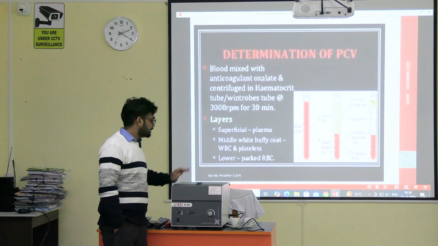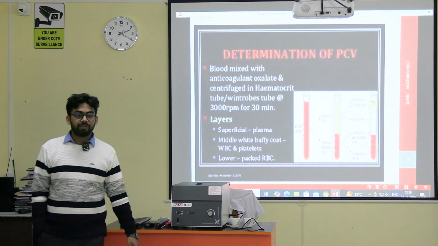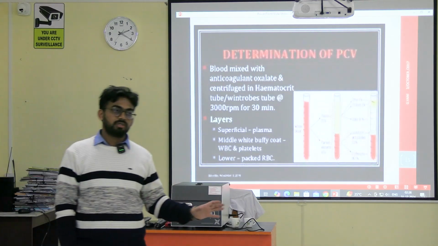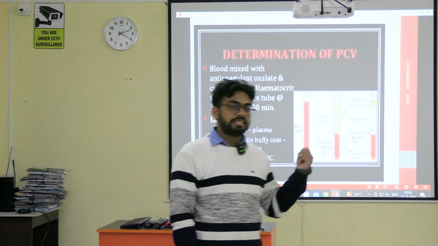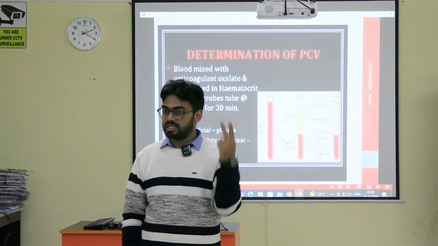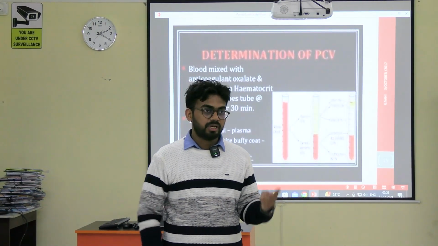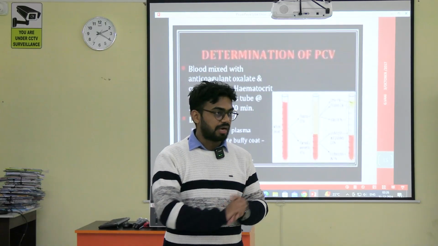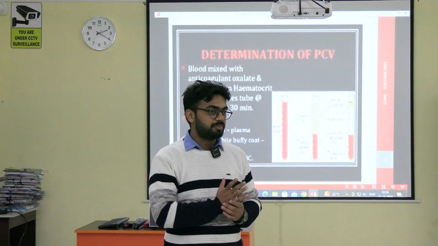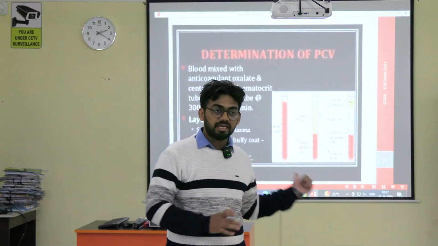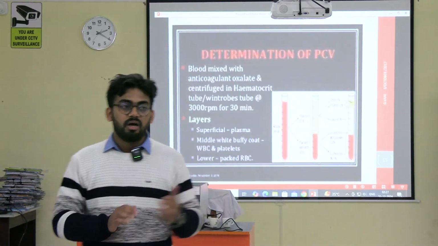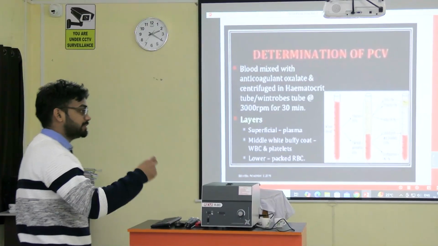Whatever I have said is written here. The blood should be mixed with anticoagulant. It can be double oxalate, it can be EDTA. Whatever we are using now, EDTA mixed blood can be used. Blood is mixed with anticoagulant first after drawing, and then it is placed in the centrifuge machine. But we need to take care of some simple things.